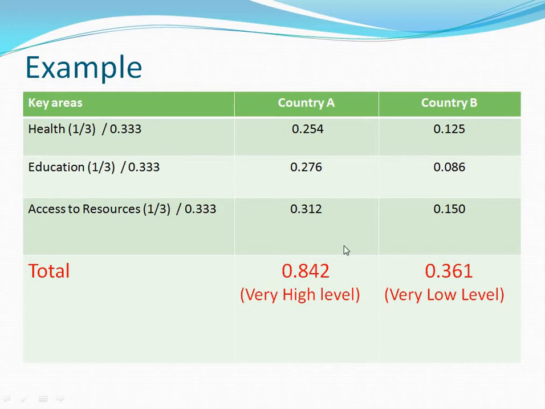Remember, what is the range of HDI? 0 to 1. Country A is nearest to 1, 0.842, near to 1. It is a very high level of development. Country B scored 0.361, which is near to 0. That's why it is a very low level of human development. It is clear now? Okay.